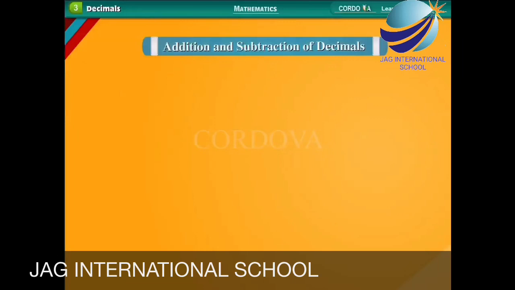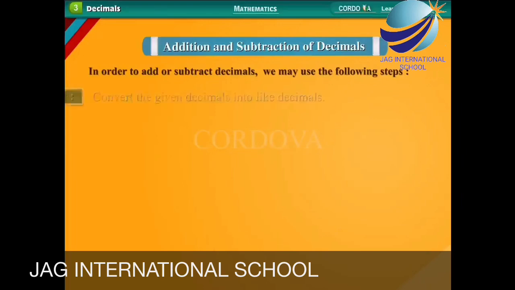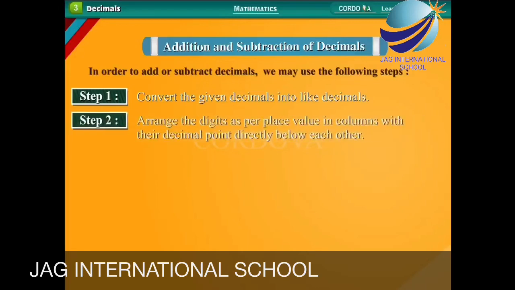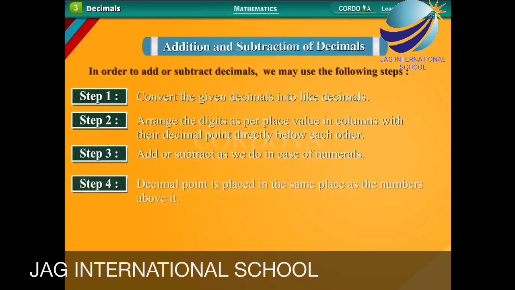Addition and subtraction of decimals. In order to add or subtract decimals, we may use the following steps. Step 1. Convert the given decimals into like decimals. Step 2. Arrange the digits as per place value in columns with their decimal points directly below each other. Step 3. Add or subtract as we do in case of numerals. Step 4. The decimal point is placed in the same place as in the numbers above it.